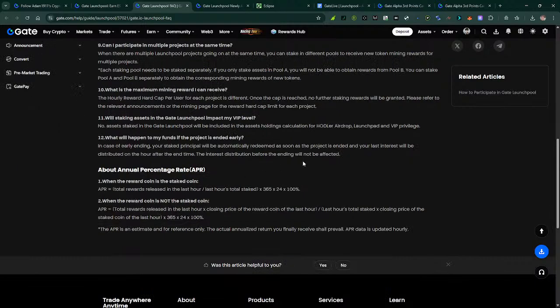So about annual percentage rate, known as APR, you all know that. APR is a famous word. Let's see their formulas. When the reward coin is the stake coin, the APR is the total rewards released in the last hour divided by the last hour's total staked amount, and overall multiplied by 365 and 24 and 100%. That's how the APR is calculated when the reward coin is the staked coin.